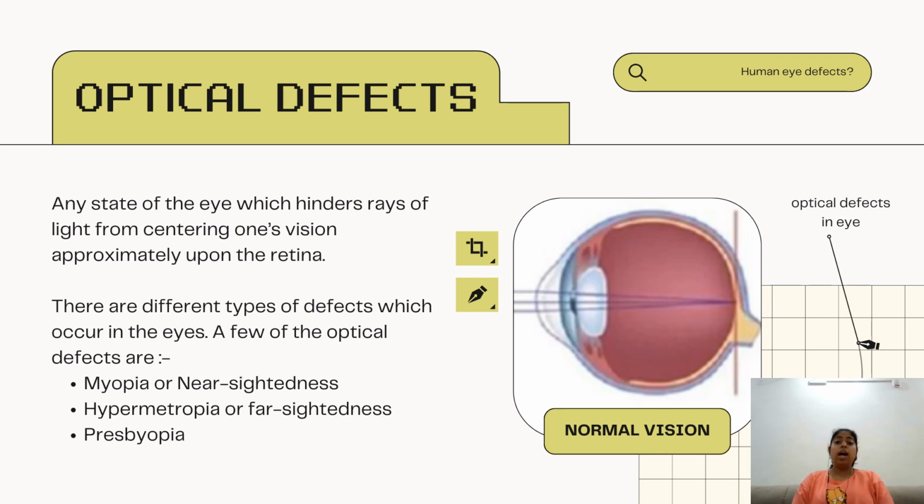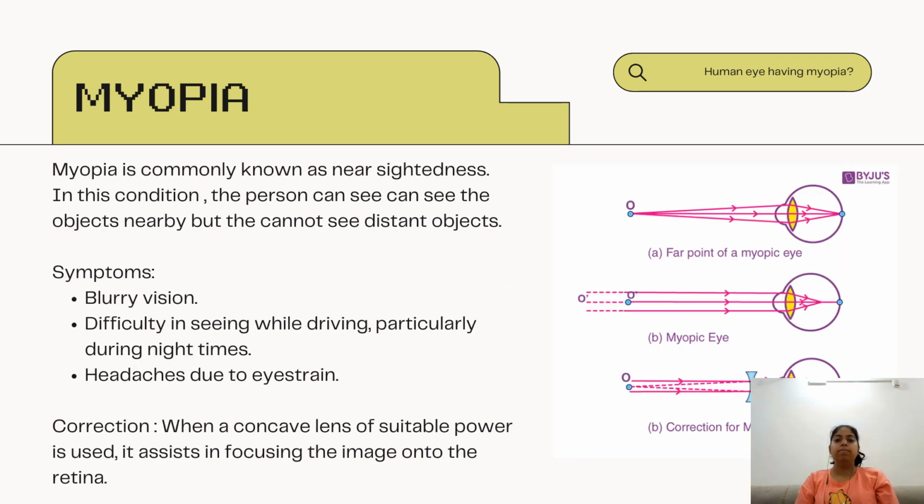Now let us look at defects in the human eye. Optical defects mean that, at any stage, the eye hinders rays of light from focusing properly upon the retina. There are different types of defects which occur in the eye. A few of the optical defects are myopia or nearsightedness, hypermetropia or farsightedness, and presbyopia. We'll look at each of them separately.